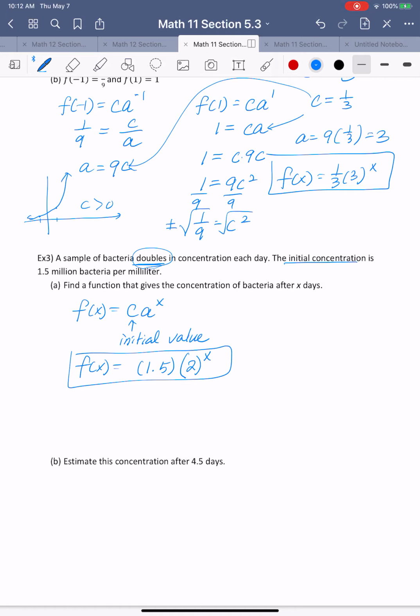And then we want to estimate the concentration for 4.5 days because x is actually the number of days. So f of 4.5, which is 1.5 times 2 to the 4.5. Use a calculator. It gives you about 33.9. But the unit is going to be millions. So that's the number of bacteria.